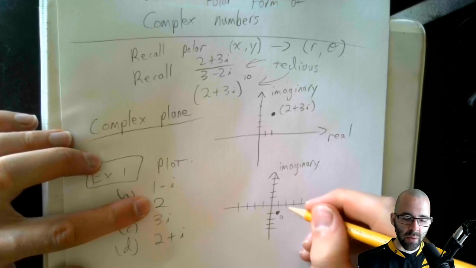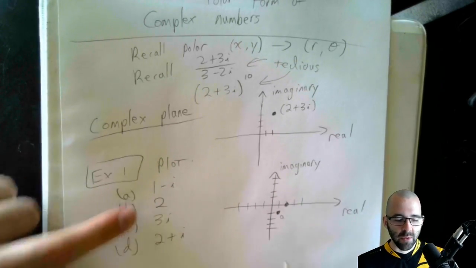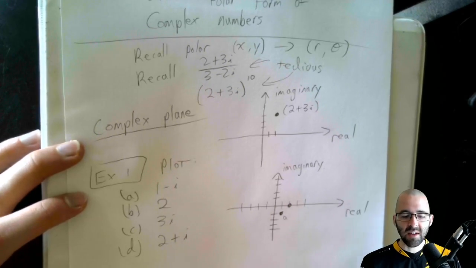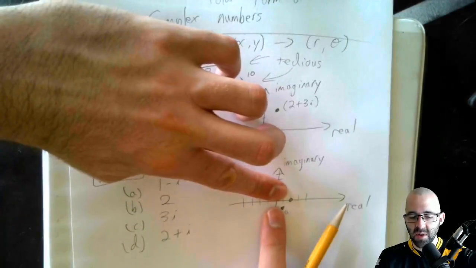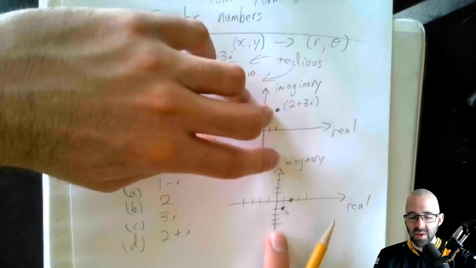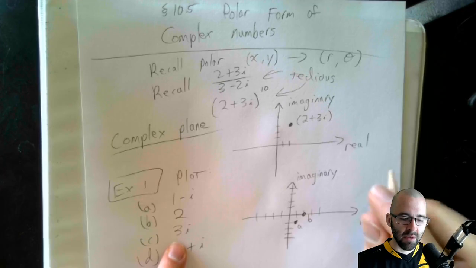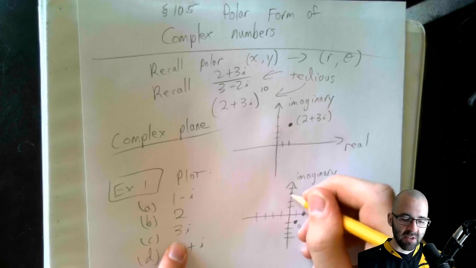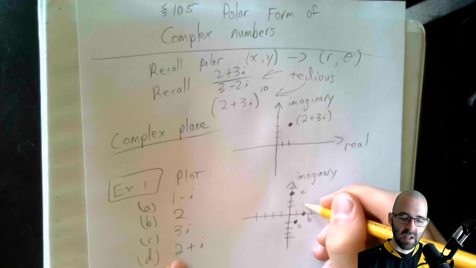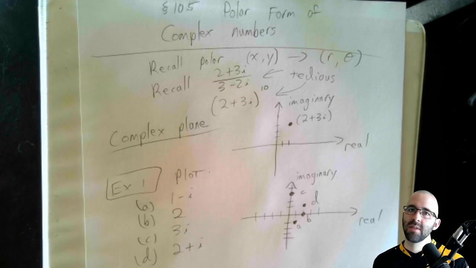2: the real part is 2, the imaginary part is 0. So notice, 2 is a real number. We just plot it on the real axis, and it's just like the number line. For real numbers, it's just like the number line, but for complex, non-real numbers, we have to extend it to a plane. This is B right here. 3i: the real part is 0, the imaginary part is 3. 2 plus i: real part is 2, imaginary part is 1. So that's what it looks like to plot complex numbers.